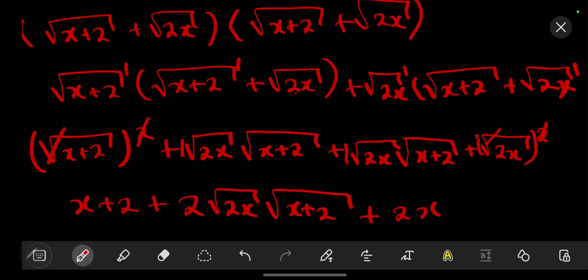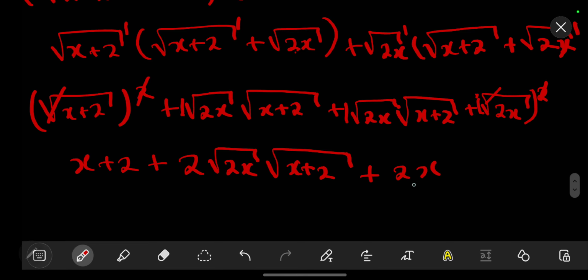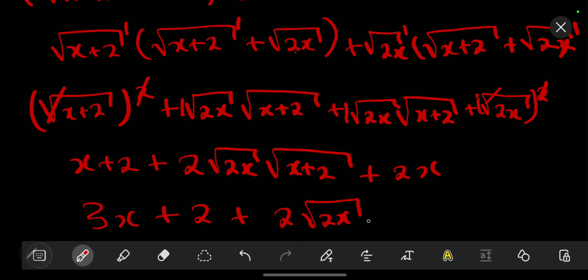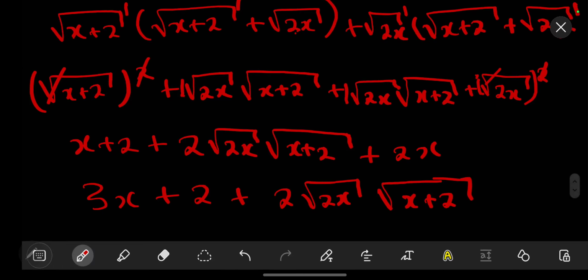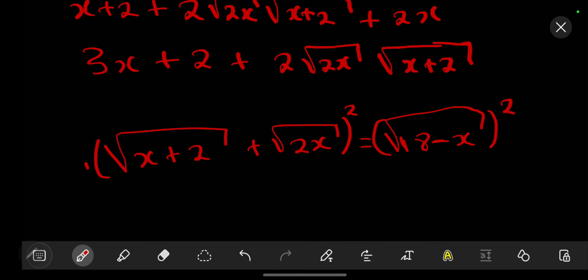So already after doing that, we have found, let's reduce: 2x plus x gives us 3x. Then we have plus this 2, then plus just this 2 first. This is the 2 plus the 2 square root of 2x times the square root of x plus 2. So we have found the value. Now we can just replace. So this is where we were. So x plus this plus that, when we square this, we are getting this. So we can now replace.